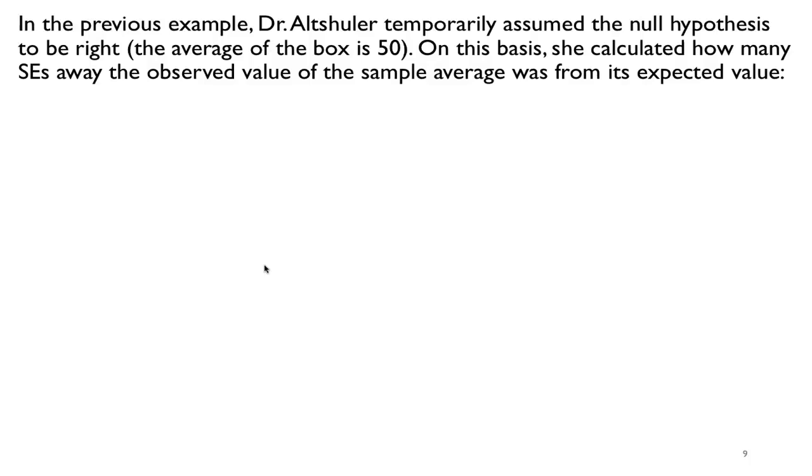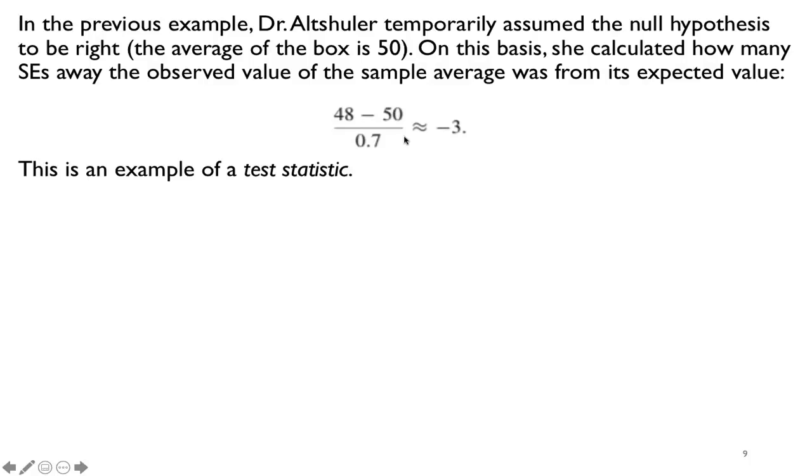So in the previous example, Dr. Alternative temporarily assumed that the null hypothesis is correct. The average is 50. And on this basis, she calculated how many SE the observed value of the sample average was from the expected value. In other words, 48 minus 50 divided by 0.7. So 48 is the observed value, 50 is the expected value, 0.7 was the SE. Doing this gives us negative 3. This says that 48 is 3 SE away from 50 to the left. And so this number is called a test statistic.